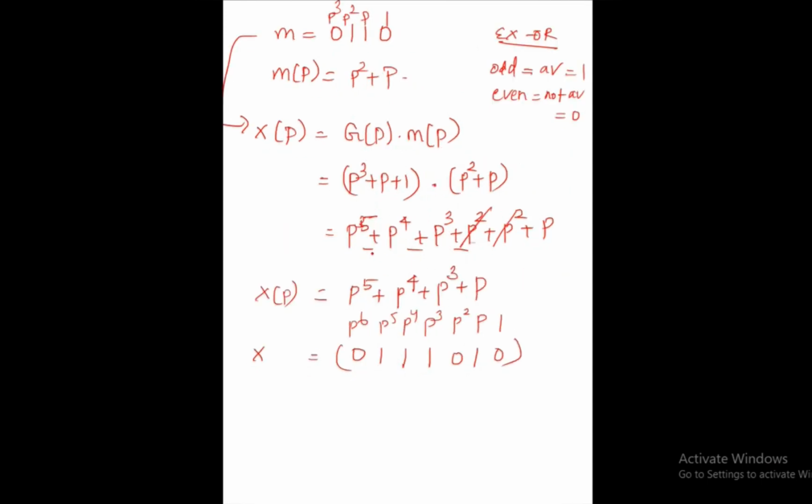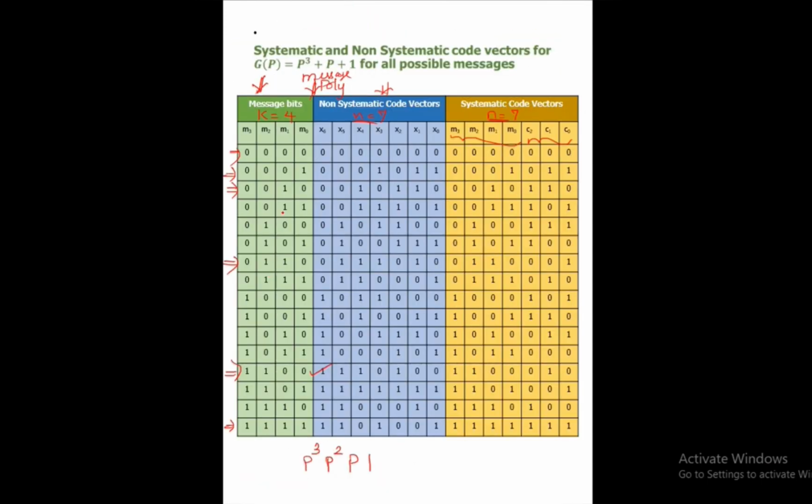So students, hope you understand. Here I have considered only 2 examples. Similarly, for all message sequences, first you write the polynomial, then you find out the code word. So this is the non-systematic method. Hope you understood. Shall I move to systematic?